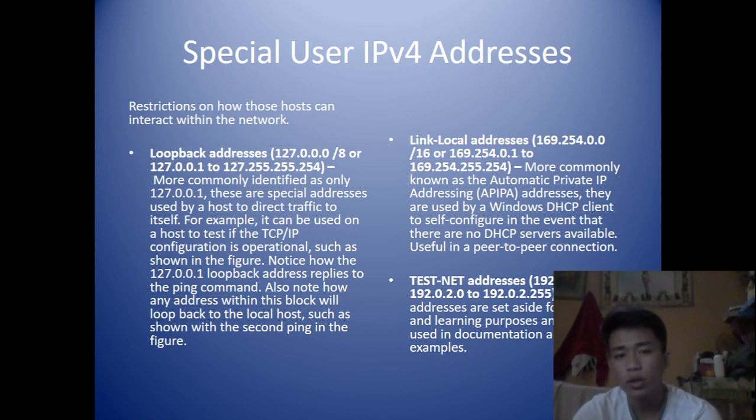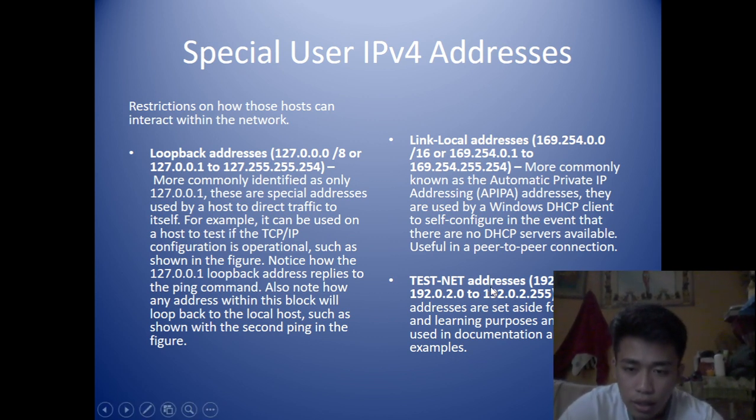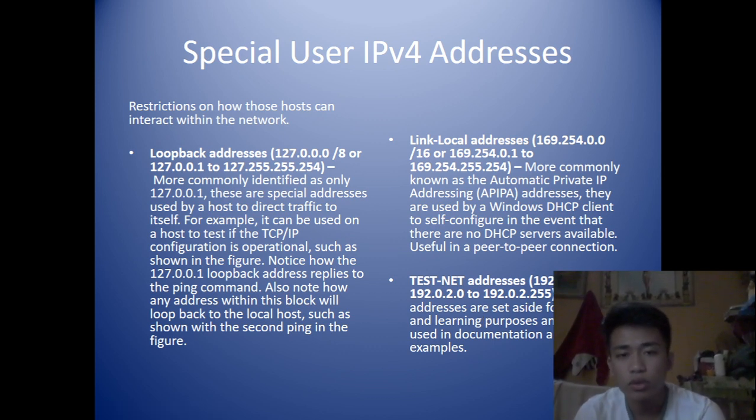So for the link-local address, we have 169.254.0.0/16. It is more commonly known as the automatic private IP addressing, or APIPA, addresses. They are used by a Windows DHCP client to self-configure in the event that there are no DHCP servers available. Then TEST-NET, whose address is 192.0.2.0/24. These addresses are set aside for teaching and learning purposes and can be used in documentation and network examples. In this IPv4 address space, not every address has a common meaning or common use.